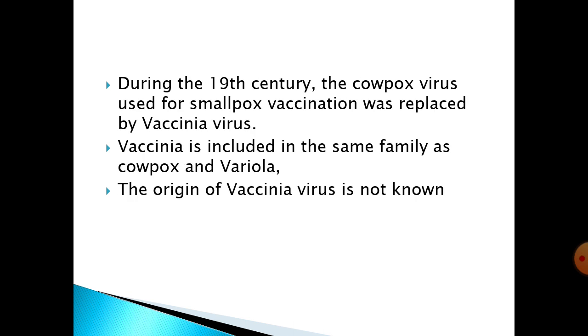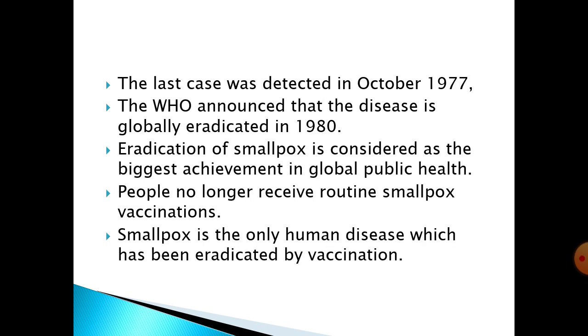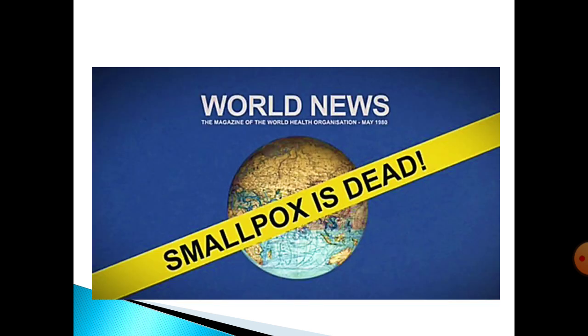During the 19th century, the cowpox virus used for smallpox vaccination was replaced by vaccinia virus. Vaccinia is included in the same family as cowpox and variola, but the origin of vaccinia virus is not known. The last case of smallpox was detected in October 1977, and WHO announced that the disease is globally eradicated in 1980. Eradication of smallpox is considered as the biggest achievement in global public health. People no longer receive routine smallpox vaccination, and smallpox is the only human disease which has been eradicated by vaccination.